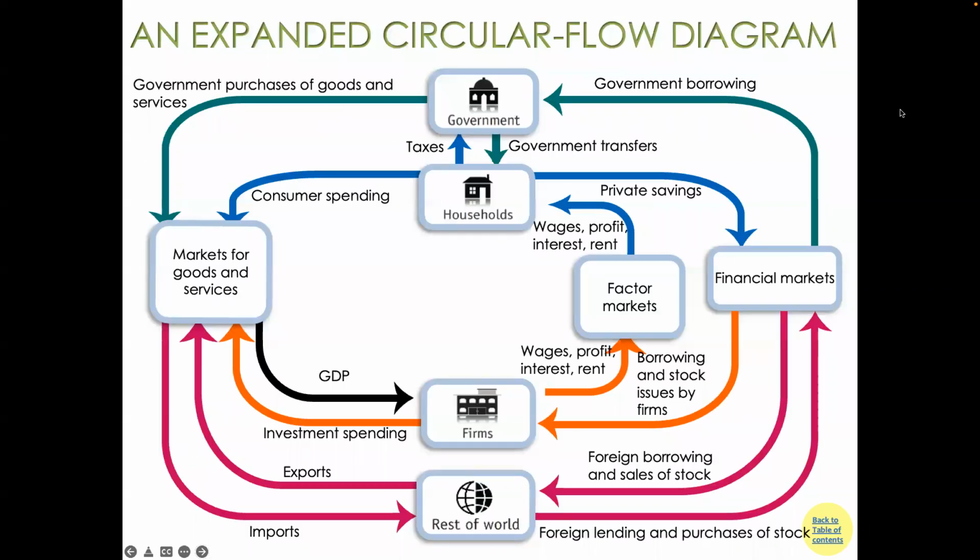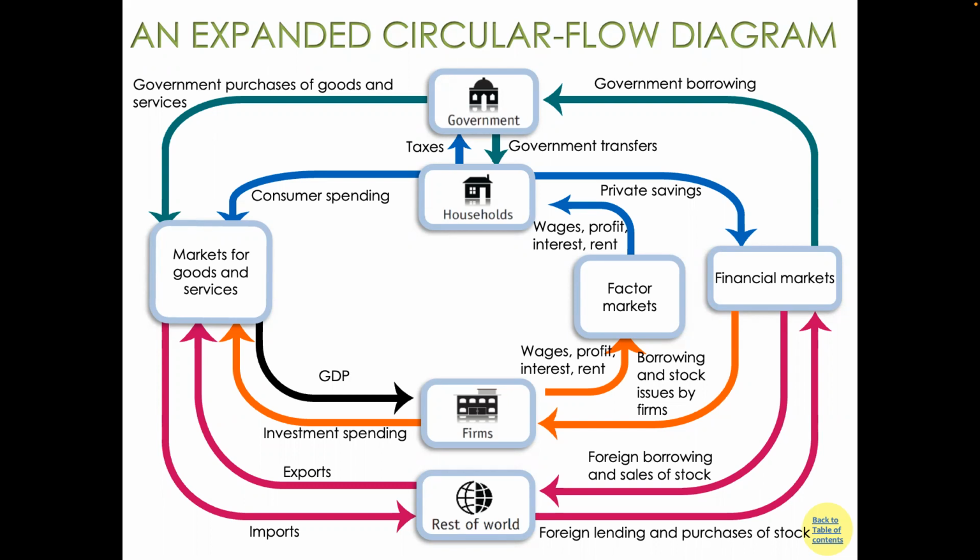So let me summarize what we are trying to do here. We use this flow chart diagram to understand how the macroeconomy works. We start by simplifying everyone into two groups: you are either a household or a firm. And the firm and household interact in two different markets. One is the market for goods and services, the other is the market for factors, like resources.